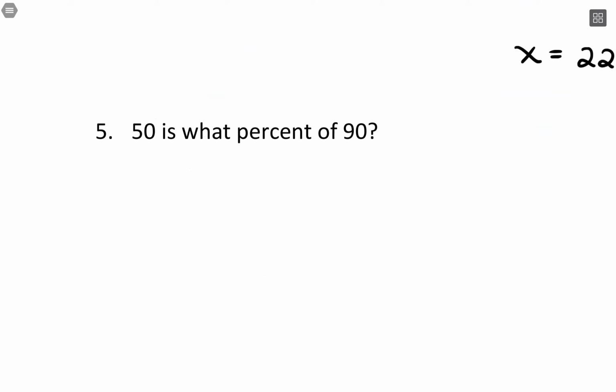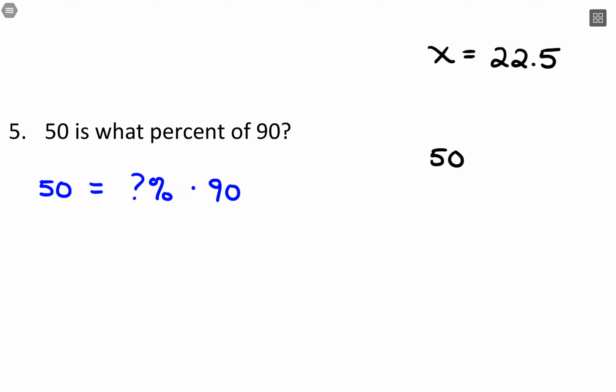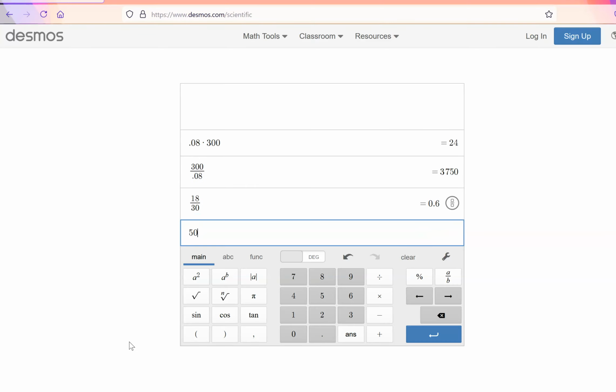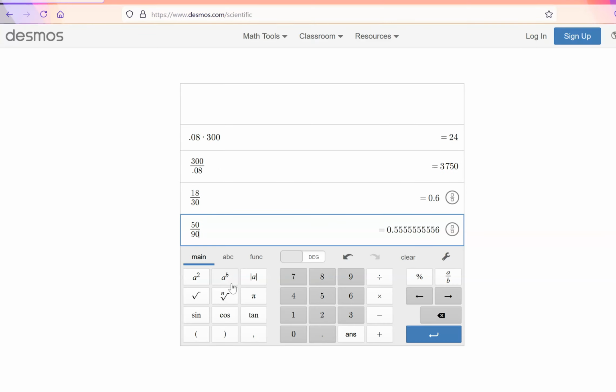Our last one here, 50 is what percent of 90? So 50 is what percent of 90, and I'm going to divide both sides by 90 to get x. And let's go to the calculator together with this one. So 50 divided by 90, it's going to give us this long repeating decimal.